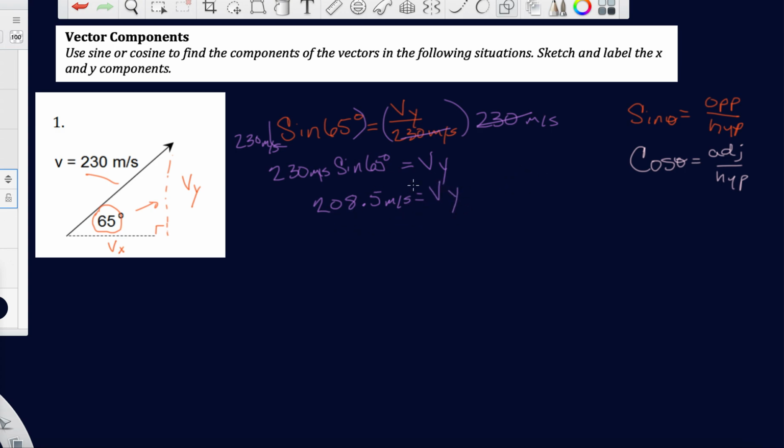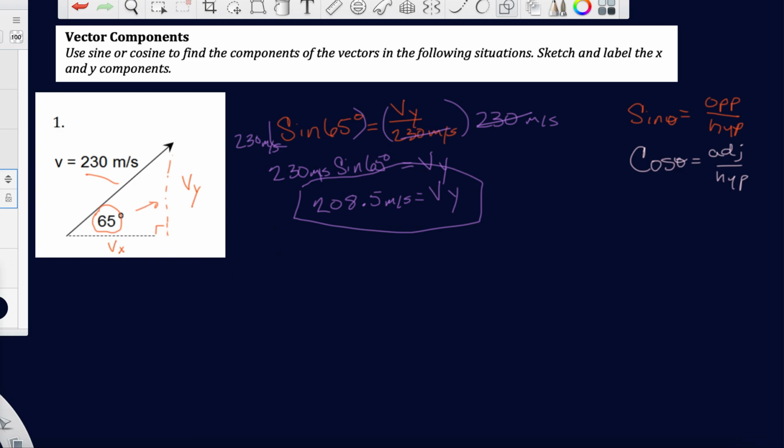And with this, what we're going to do later on is find out how long this object's going to be in the air, because we're going to have a formula that's going to help us. But right now, we're just finding the components of these vectors. So here's the first component. That's my vertical component. And now we're going to find our horizontal.